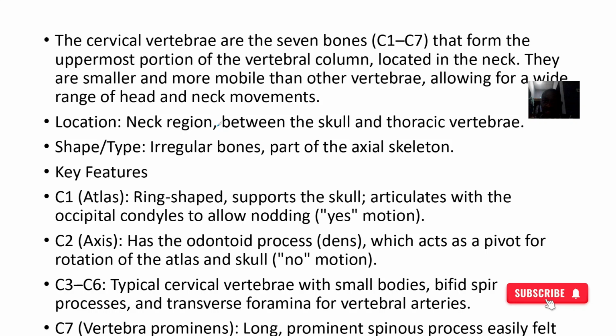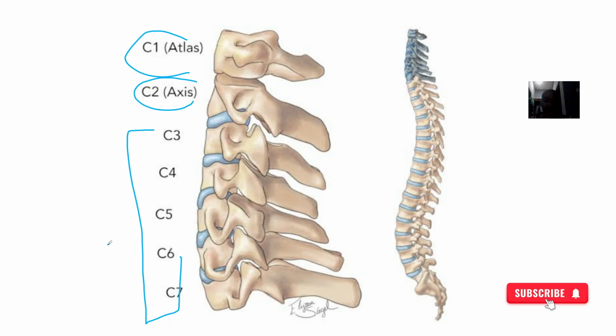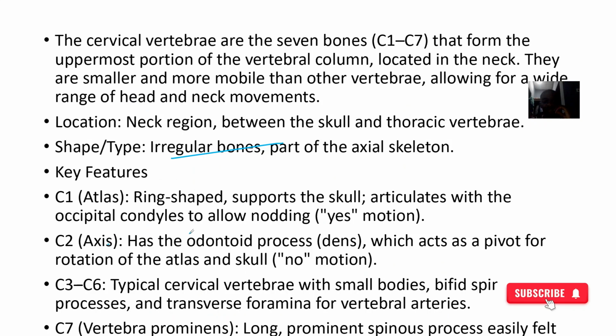So location is the neck region between the skull and the thoracic vertebrae. Their shape and type is they are usually irregular. They are actually part of the axial skeleton. So what are the key features? We have the C1, which is kind of special. It's ring shaped, supports the skull, and it helps you to be able to nod yes.